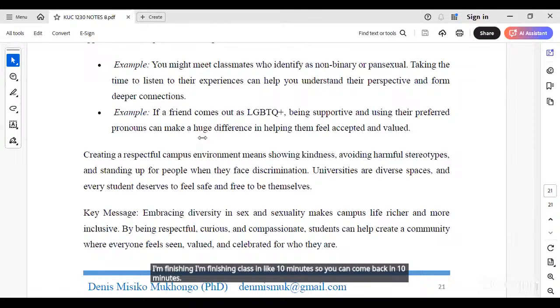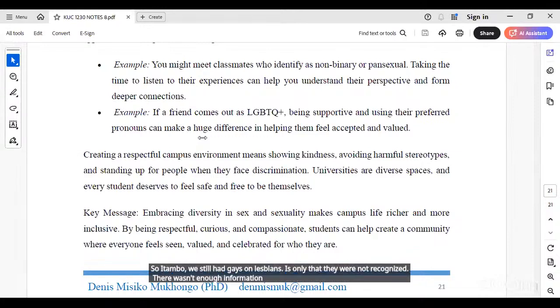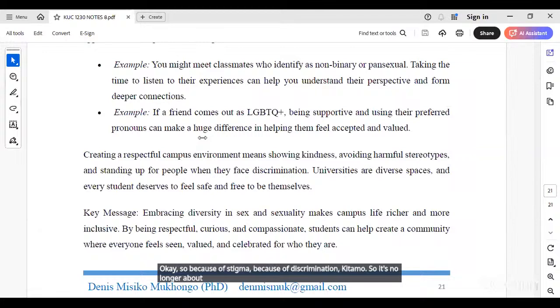So kitambo, we still had gays and lesbians. It's only that they were not recognized. There wasn't enough information as it is now. Okay, so because of stigma, because of discrimination, kitambo hawa watu walikuwa, but walikuwa wanajificha ficha. So it's no longer about Western culture, it's just about the information that we have.